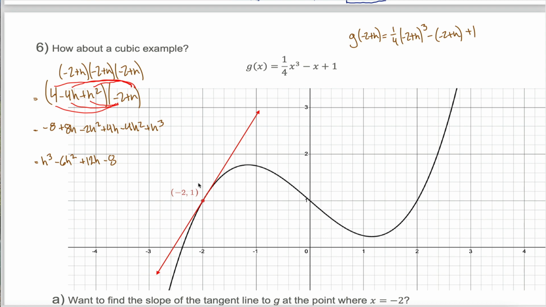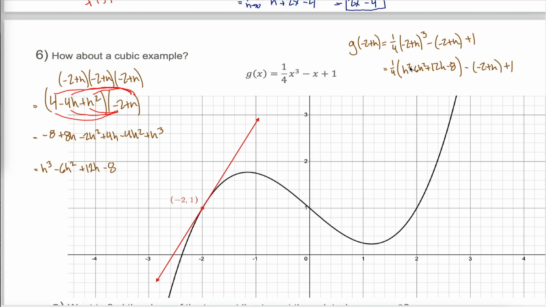You're like, okay, so if I put -2 plus h in, this is what comes out? No, this is just the -2 plus h cubed part. So g of -2 plus h is 1/4 times that -2 plus h cubed, which I just figured out was h cubed minus 6h squared plus 12h minus 8, minus the -2 plus h plus a 1.